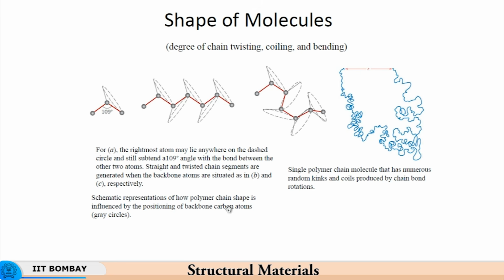So here what we see is how polymer chain shape is influenced by positioning of backbone carbon atoms. So here the chain shape gets influenced significantly by the positioning of the backbone carbon atoms. Here you see a bent chain, here you see a twisted chain, and here it's a mixture of everything.